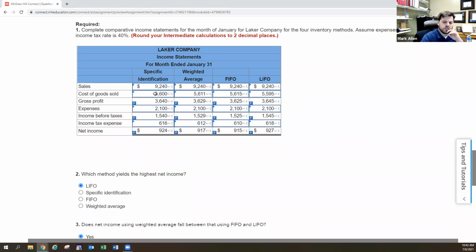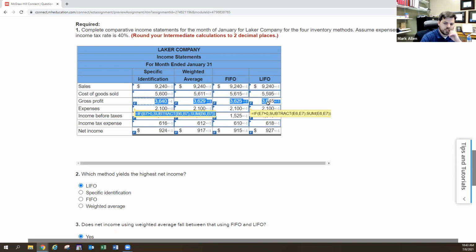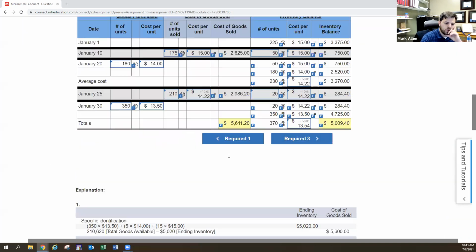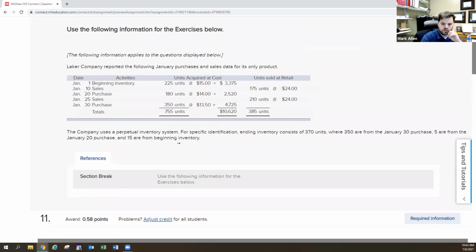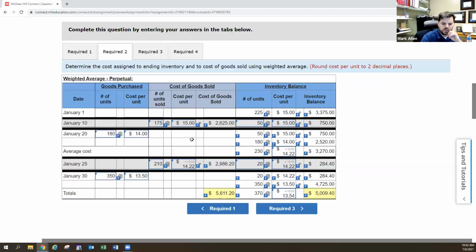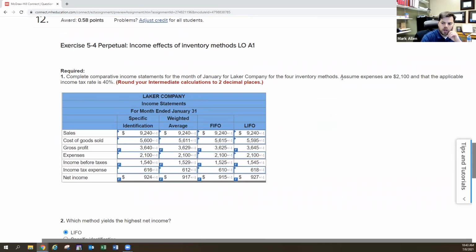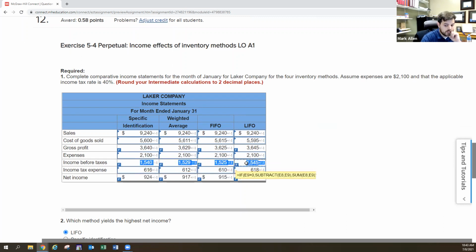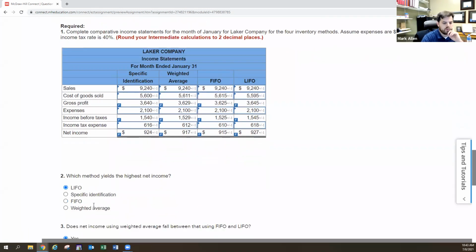Then you'll notice cost of goods sold. This comes from all four of our tables up above. Gross profit is then just the difference. Our expenses, they told us somewhere, let's see, they might have given it to us down here. Yep, they gave it to us here. Assume expenses are $2,100. So that's where this row comes from. And the applicable income tax is 40%. So that gives us income before taxes. We then subtract out the income tax expense and that gives us net income. So exactly what we would expect.